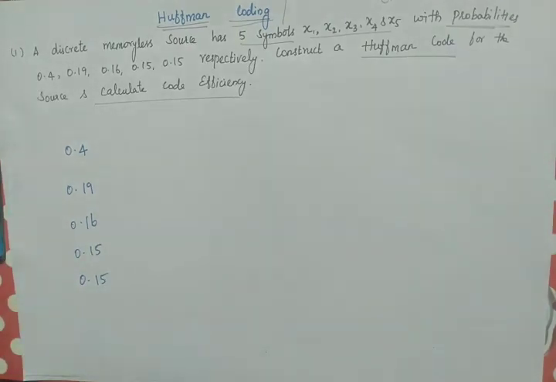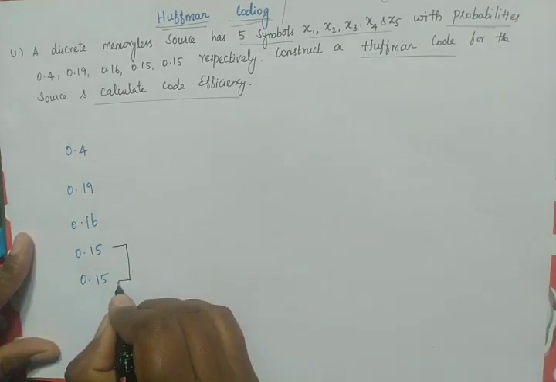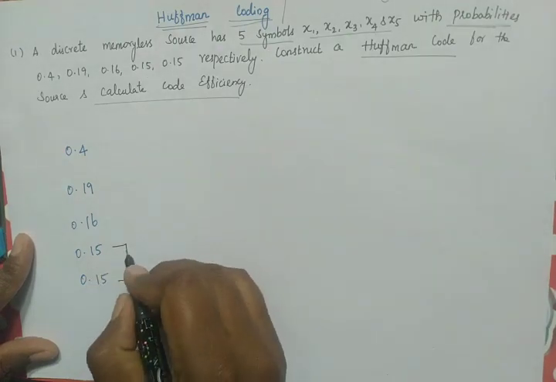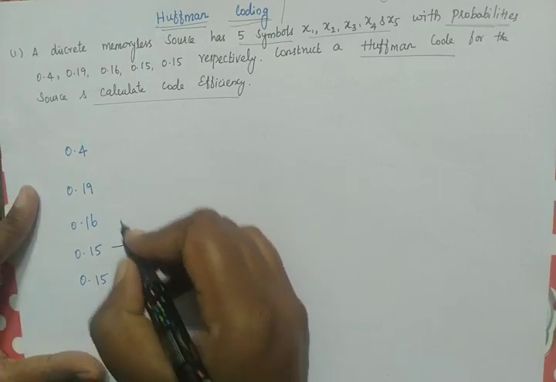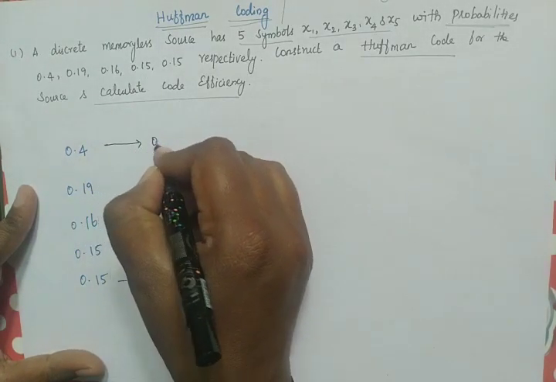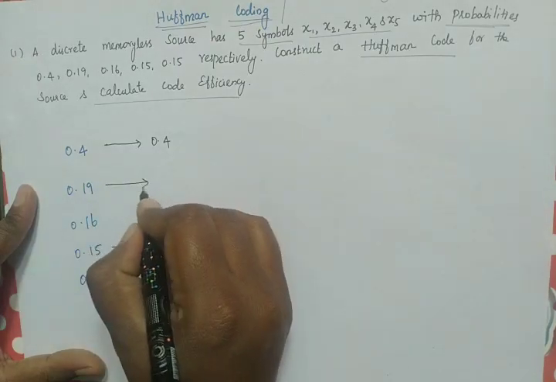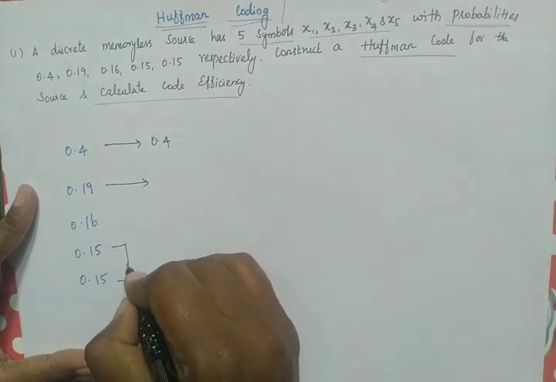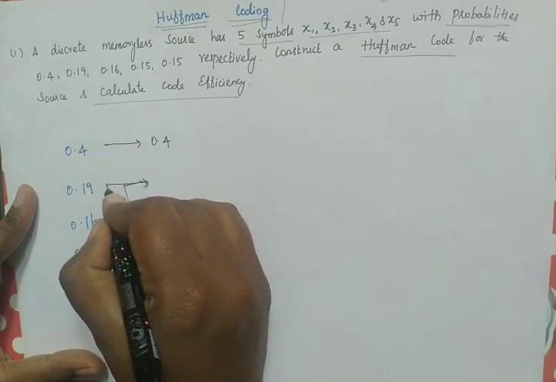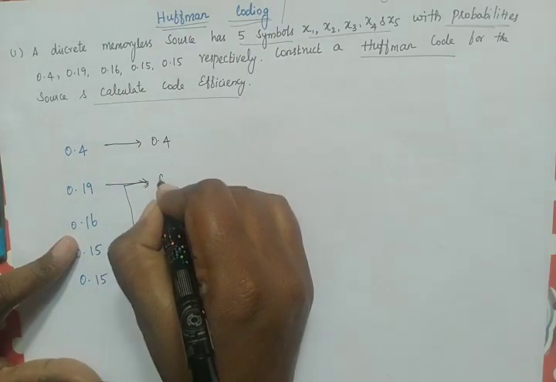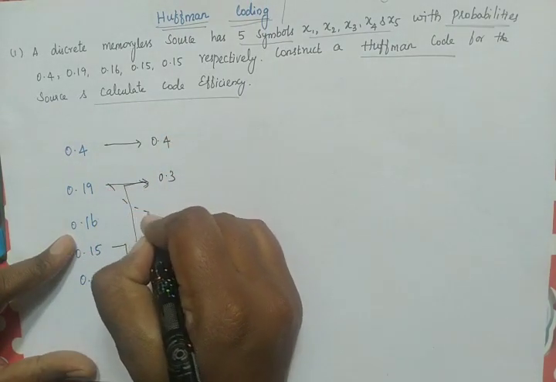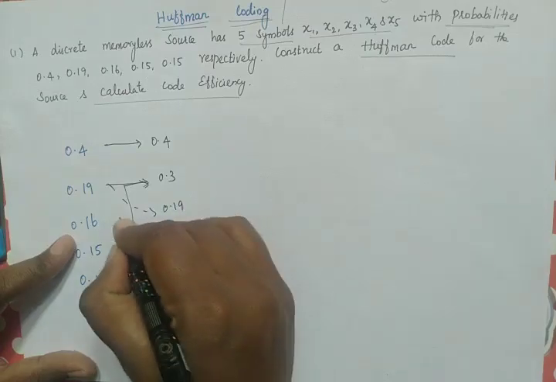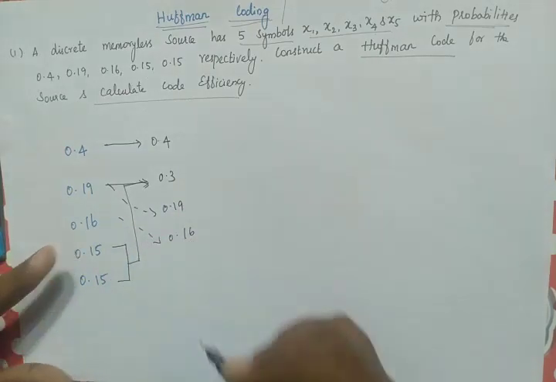After writing these probabilities, what is the first step? The first step is we have to add the last two probabilities. If you add these last two probabilities, we will get 0.3. So 0.3 is lesser than this 0.4. So we have to write this 0.3 here. We should not write this 0.19 here. We have to write this 0.3 because this number is less than this number. Then take this 0.19 and this 0.16 to the next.